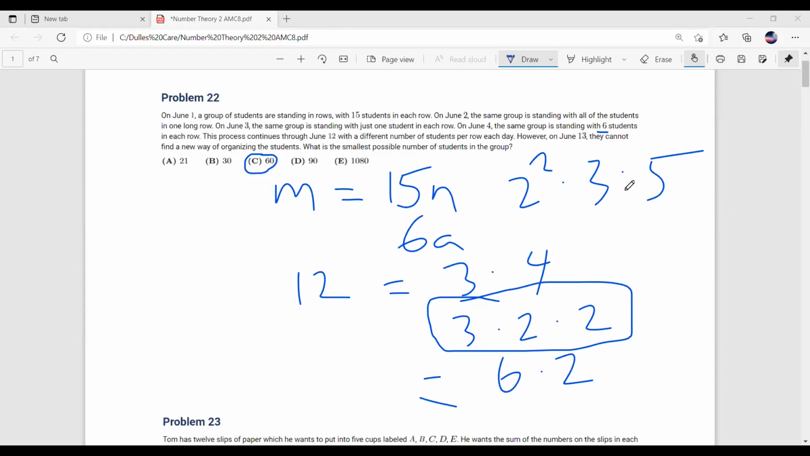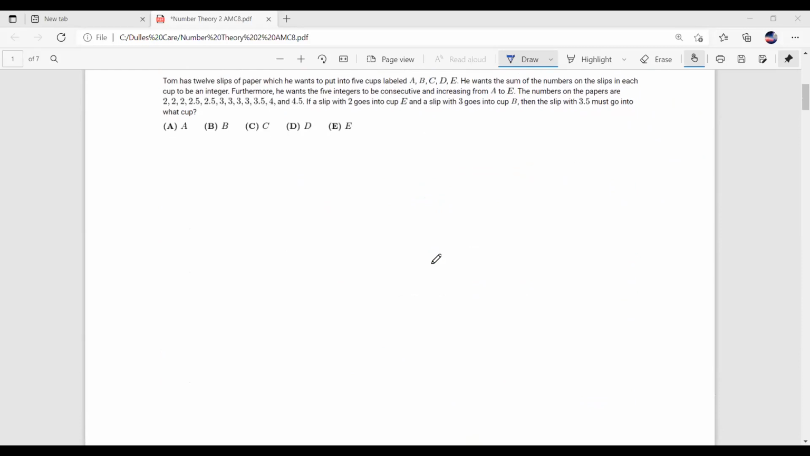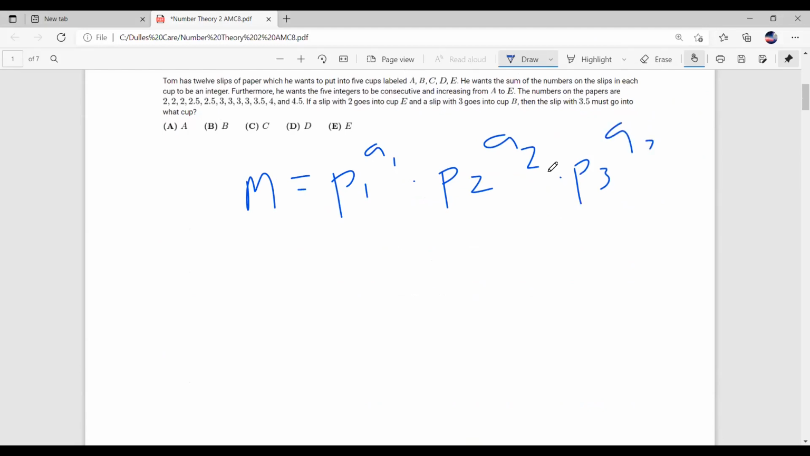The reason why I got 5 from here is that we know that there are 12 total factors. Let's just say we have a number like m, where m is equal to p1 to the a1 times p2 to the a2 times p3 to the a3, and so forth, all the way to pn to the a sub n. So basically, if we have a number that can be expressed like this, where p is a prime number, for example, m is like some number like 270.